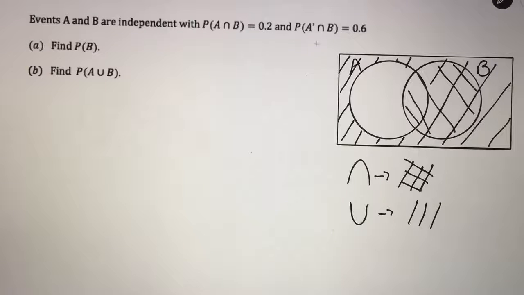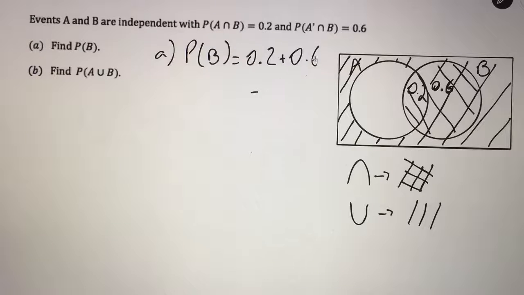In this case, he's saying that the intersection between A' and B is 0.6, so I can see that where I have a crossing pattern is here at 0.6. He's also saying that the probability of the intersection, which is right here, is 0.2. So what is the probability of B? Well, I can see that the probability of B is just going to be 0.2 plus 0.6, which is 0.8. That's the probability of B.